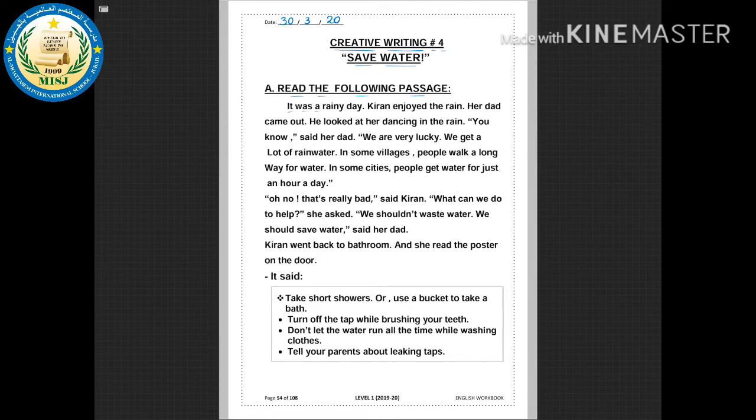It was a rainy day. Kiran enjoyed the rain. Her dad came out. He looked at her dancing in the rain. "You know," said her dad, "we are very lucky. We get a lot of rainwater.